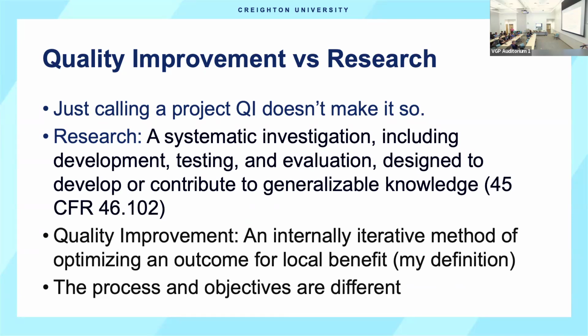So there is a formal definition of human subject research. And if your project, even if you call it a QI project, in the eyes of the IRB meets that definition, then it's research, and it has to go through the research approval process. Now, just my definition, so that I didn't have to write as many words, and I don't think there's a formal federal definition for quality improvement.